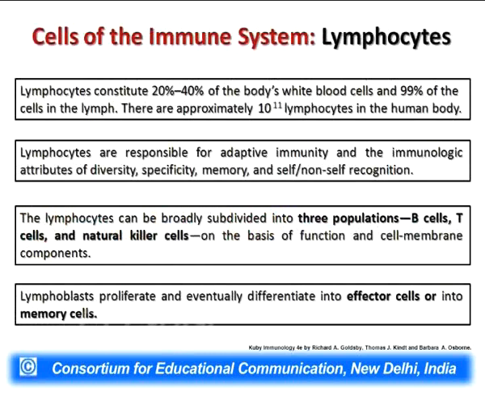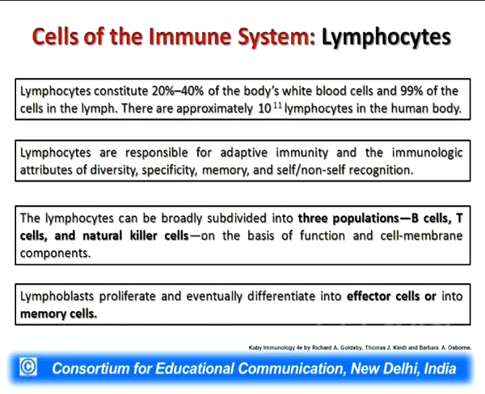Now let's come to the first type of cells of the immune system, which are broadly called lymphocytes. Lymphocytes constitute about 20 to 40% of the body's white blood cells circulating within our body. It has been said that in humans there are about 10 to the power 11 lymphocytes. They play a very important role in the immune system because they have two most characteristic features: the first is diversity and specificity, and the other is memory. The memory part is very essential for the lymphocytes.